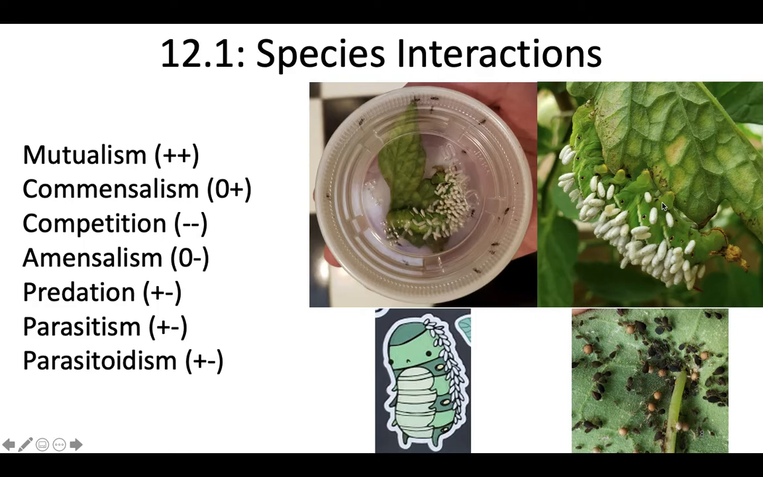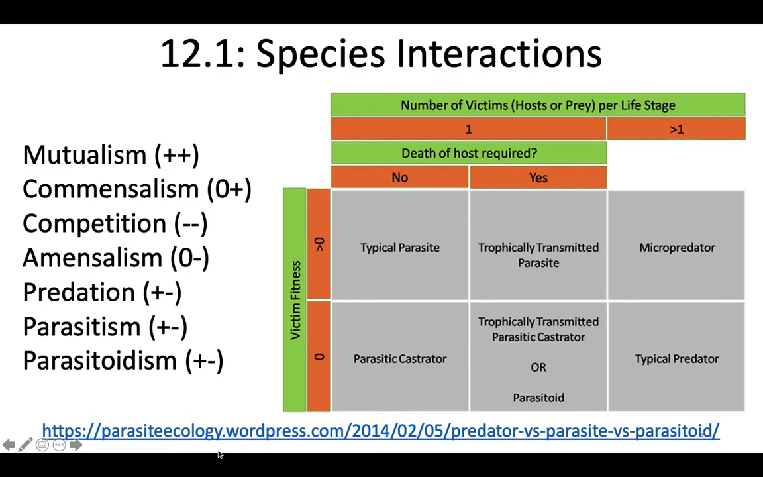I found this really cool infographic on this parasite ecology blog that I'm going to start reading now. It seems really cool. It explains the difference between a parasite, a predator, and a parasitoid. It is all in relation to the victim or host fitness, whether or not the host dies, and how many victims there usually are. Typically with a predator or a micropredator, there's more than one host or prey item. With parasites or parasitoids, there's usually only one victim. This is a really great infographic for understanding the difference between predation, parasitism, and parasitoidism.